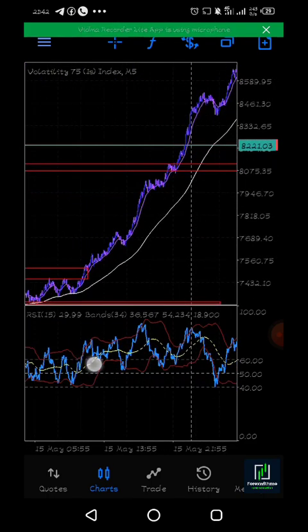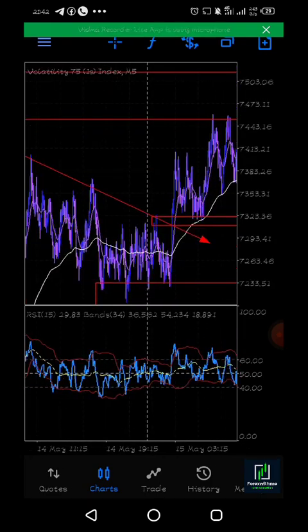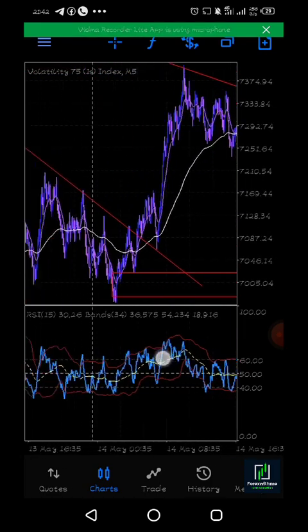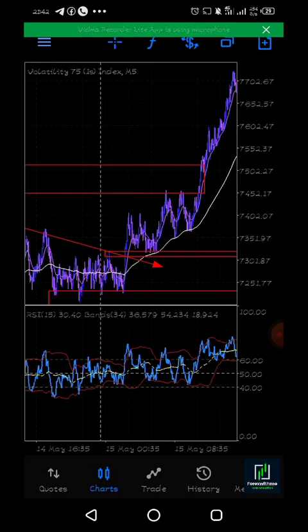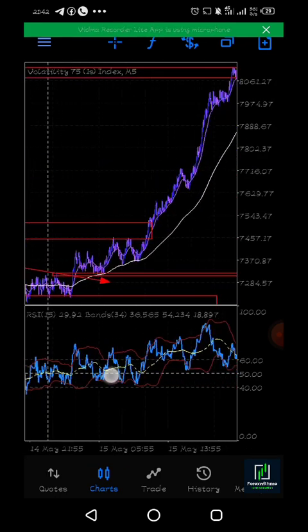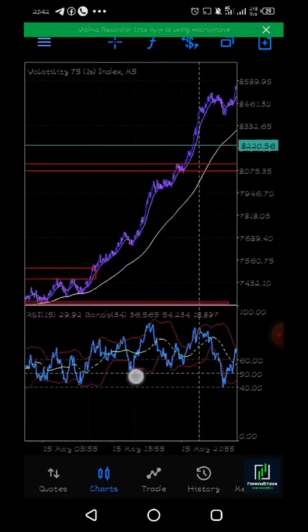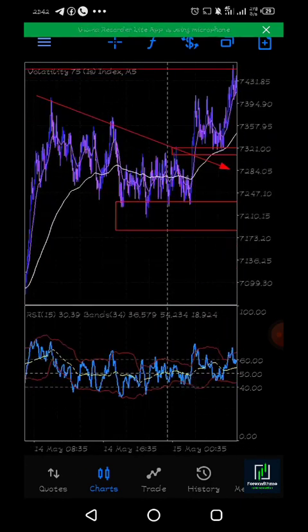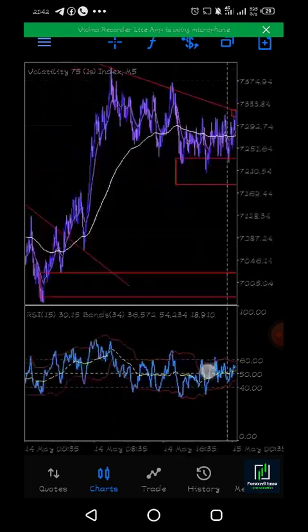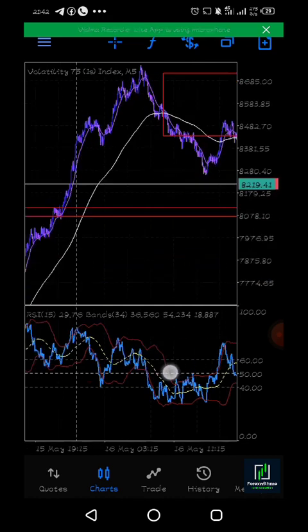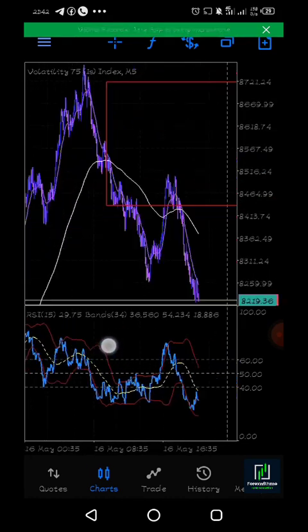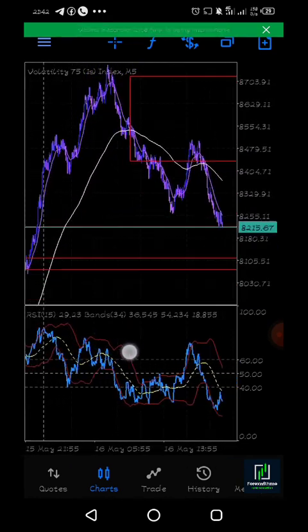Now let's go back a few times. As you can see, I've already marked up some zones here. Even if you don't have knowledge of demand and supply zones, you can still trade this market. Now, what are the trendy levels? Let's see. This current market is about to reverse. Let me zoom out. You see, it's about to reverse to the downside.